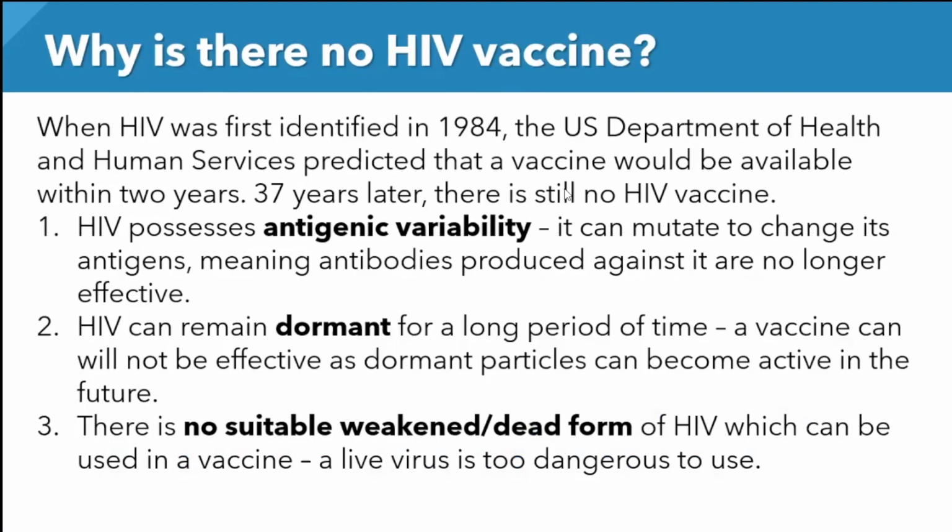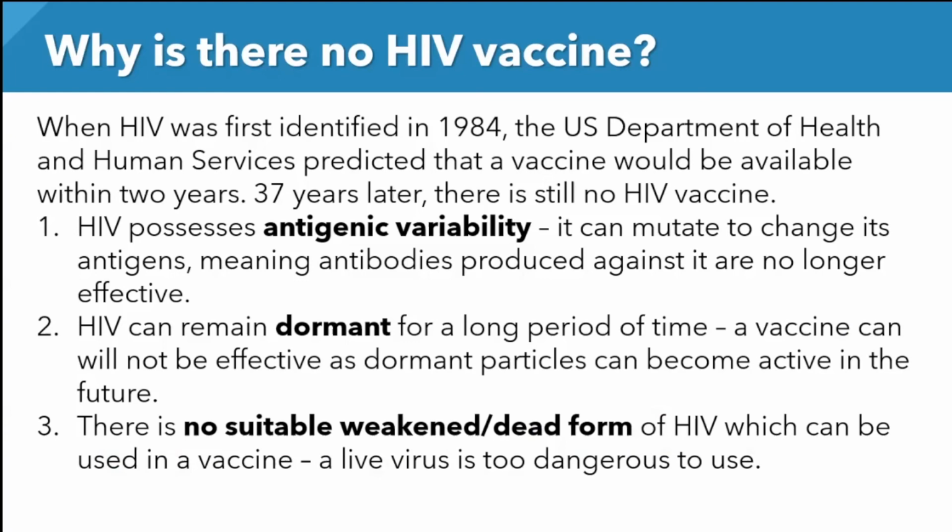As everyone knows, and as we've mentioned, there is no HIV vaccine. When HIV was first identified in 1984, the US Department of Health and Human Services predicted that a vaccine would be available within 2 years. 37 years later, there is still no vaccine.